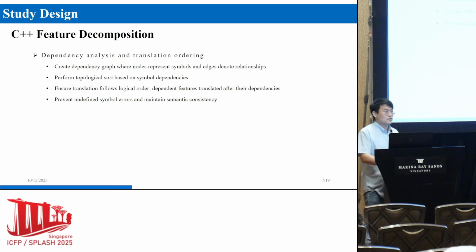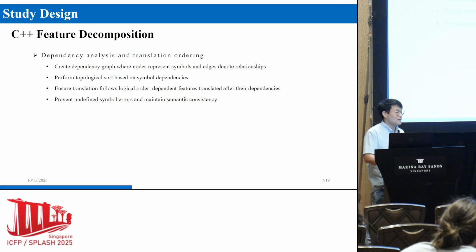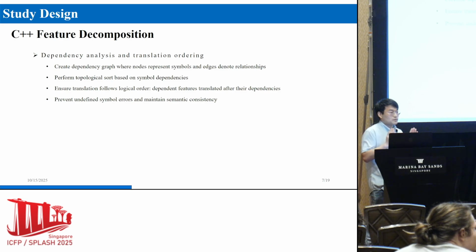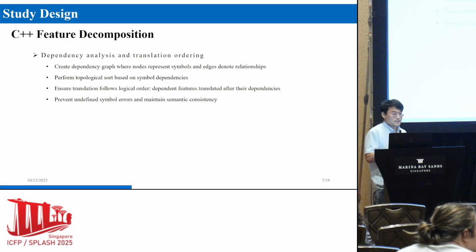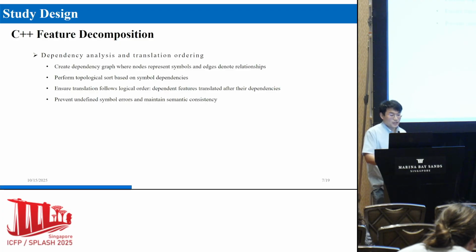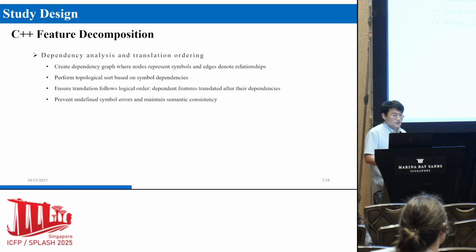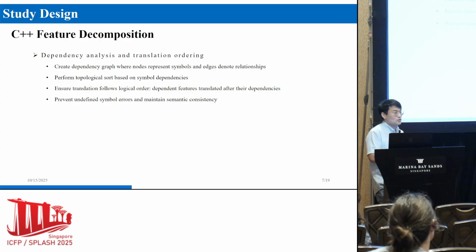The next step is dependency analysis and translation ordering. We need to conduct dependency analysis and order the translation units. We need to translate the independent C++ features first, and after translating these features, we can translate the others. The others also depend on the formal global symbols.